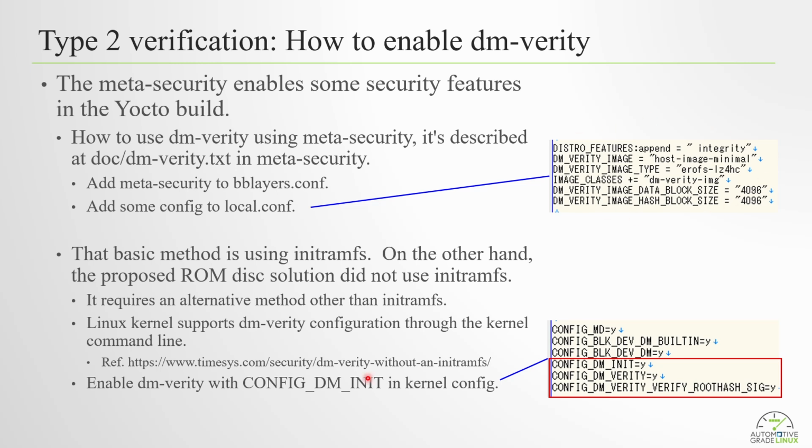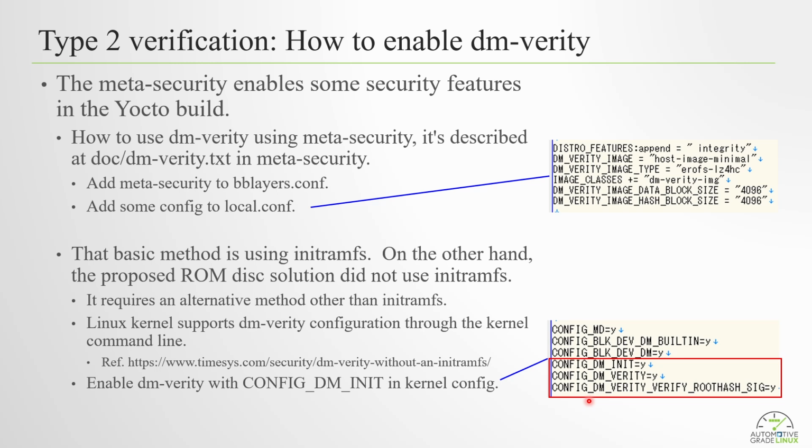The basic method is using initramfs. On the other hand, the proposed ROM disk solution does not use initramfs. That's an issue. It requires an alternative method other than initramfs. The Linux kernel supports dm-verity configuration through the kernel command line. This point is described at this web page. Please see it after this talk.